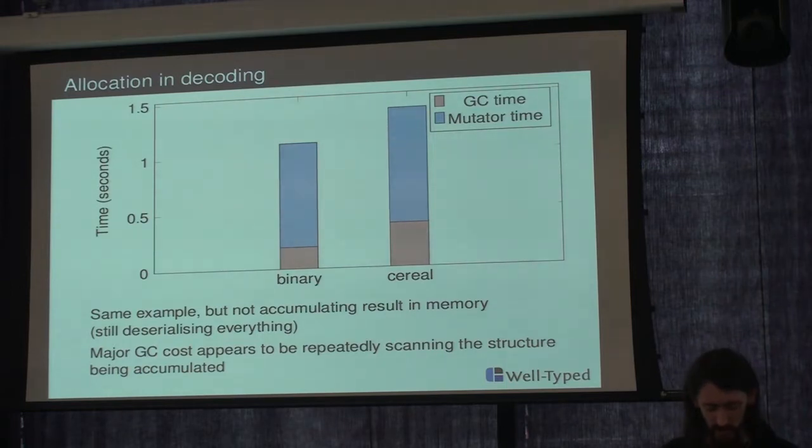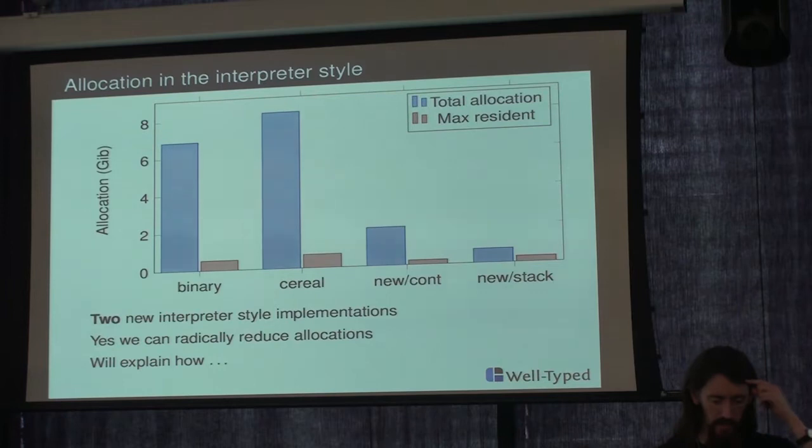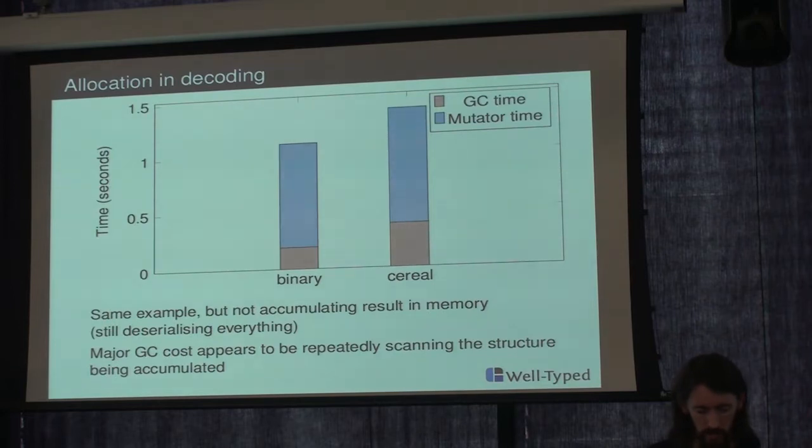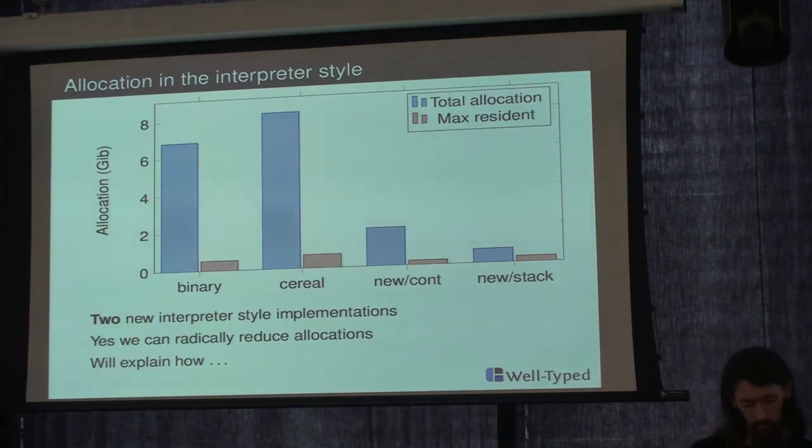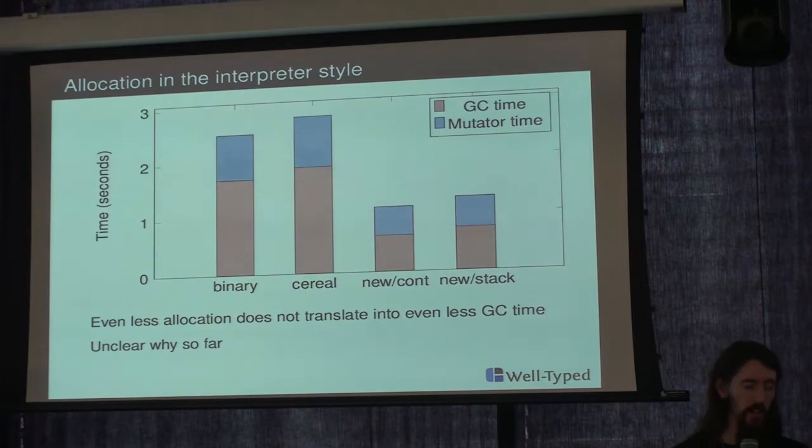And I'll try and share some of those techniques with you. Okay, so here is some success from that. I'll go into detail about how it works, but here's the headline result. New continuation-based and new stack-based, two different implementations of the decoder. Same graph as before, the total allocation and the maximum residency. With the two new implementations, the amount of allocation we're doing is dramatically less, and the maximum residency is slightly less. So we can radically reduce the amount of allocation. And what's better, it runs faster. We've slightly reduced the mutator time, but we've significantly reduced the GC time. So this is pretty good. It's running about two and a bit times faster. It's not as good as I'd like, but it's not bad.